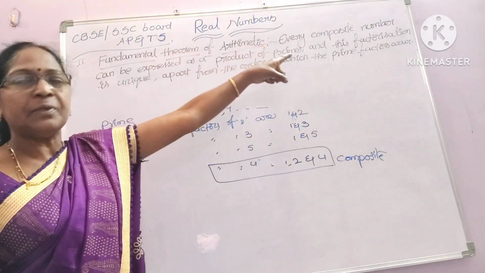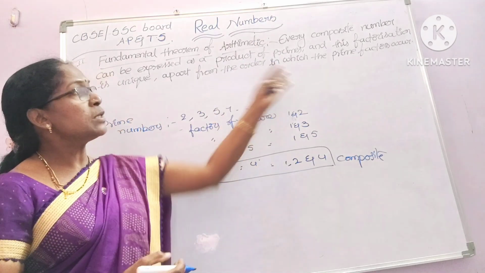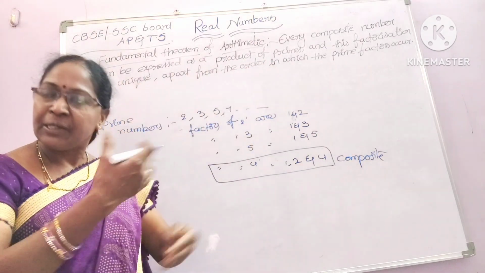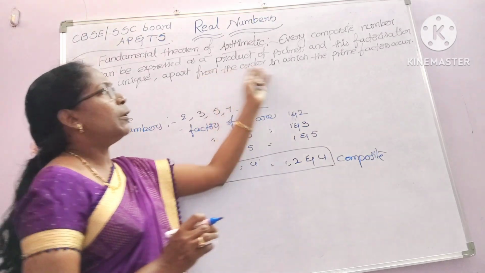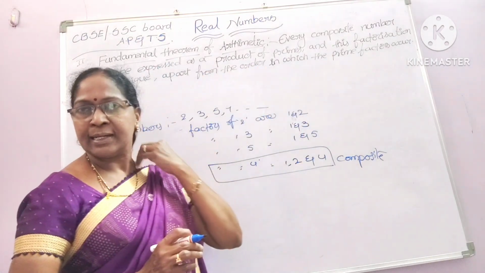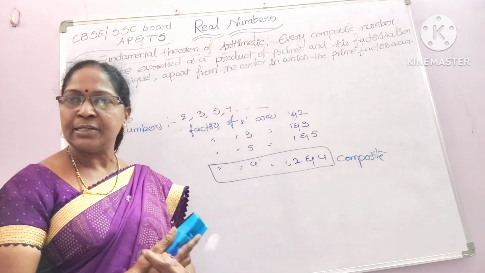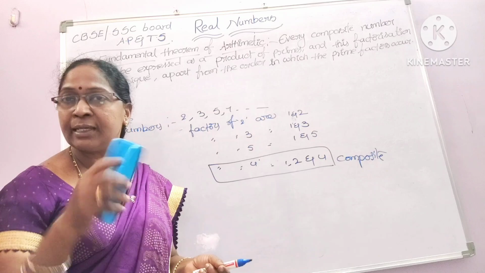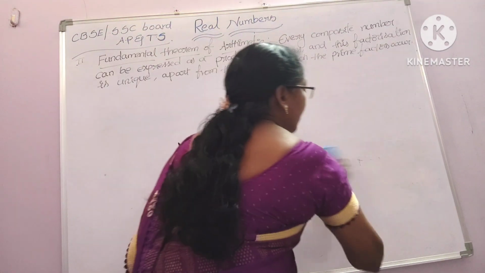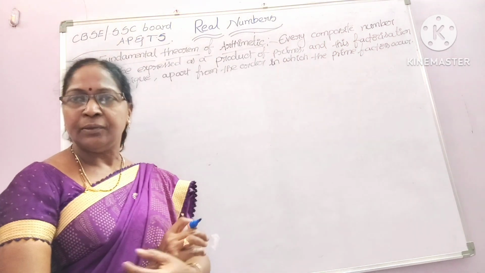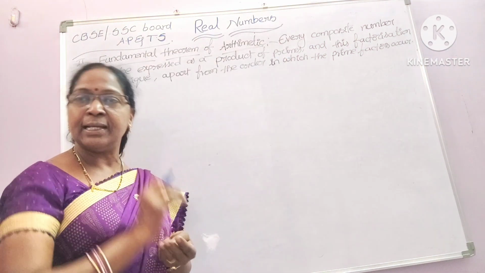So every composite number can be expressed as a product of primes, and this factorization is unique, apart from the order in which the prime factors are written. Do you know that prime factorization method? By using the prime factorization method, we can find out the factors of the given numbers. So how can you find out? You have learnt this in the 6th class, and in the 5th and 4th class also.